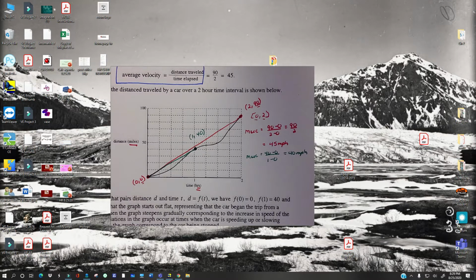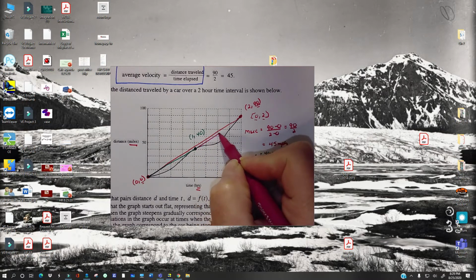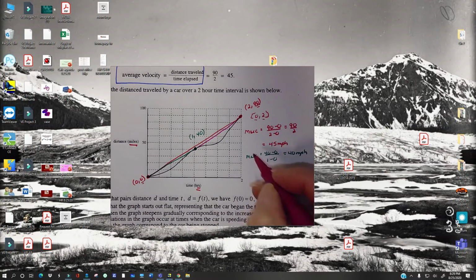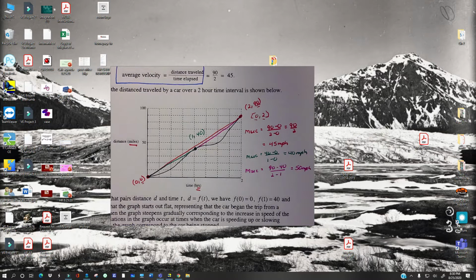And likewise, if I wanted to do the second hour of the trip, for instance, well, that's too close to red. Let's use magenta. Well, then I would connect these 2 endpoints here for the second hour, and the slope of the magenta line would just be 90 minus 40 over 2 minus 1, which is 50 miles an hour. So depending on the interval that we're using, our average velocity is going to change. Just makes sense, okay?